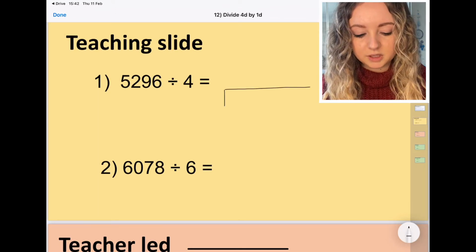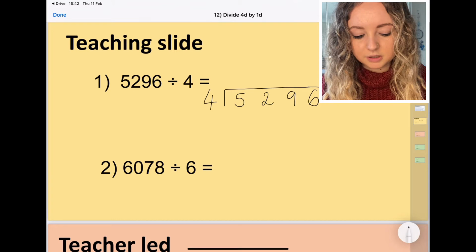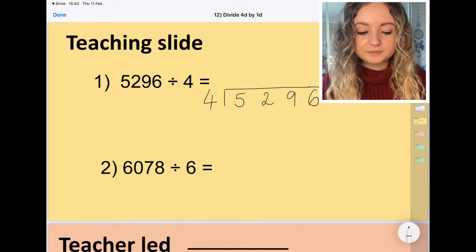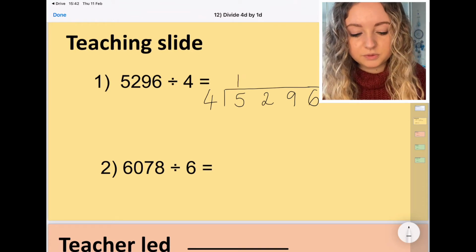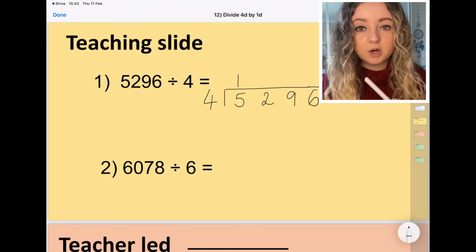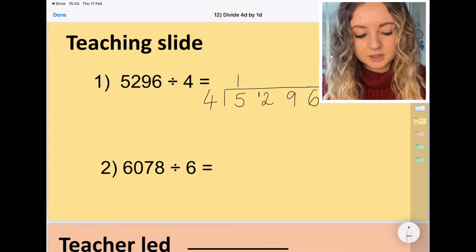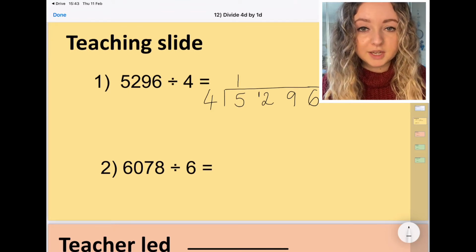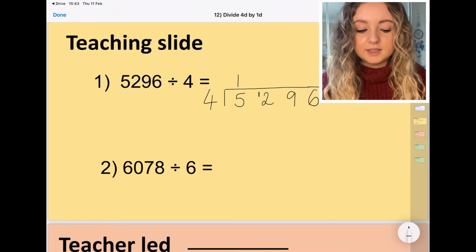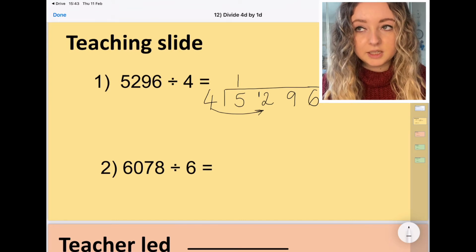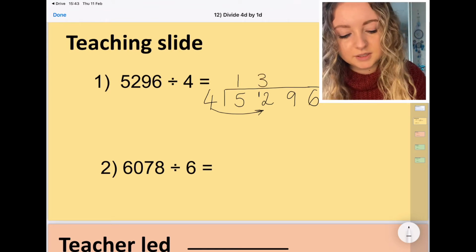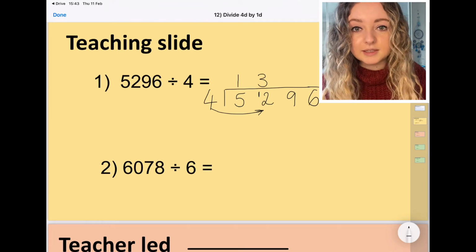So we are firstly doing 5,296 divided by 4. So 4's into 5: there is 1 4 in 5, and then there is 1 remainder, 1 left over. So we're going to put it there to make that 12. That's our regrouped number. Now we need to do how many 4's are in 12? 4, 8, 12. That's 3. So we can put that in there.